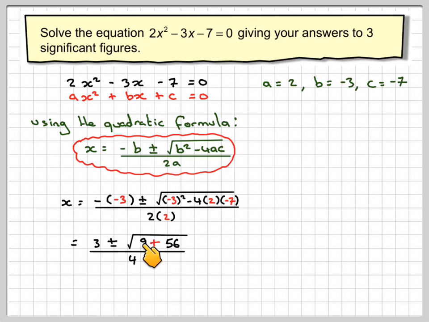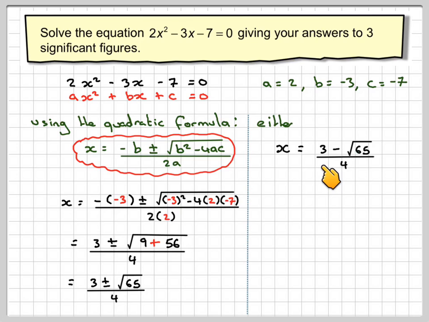And then one last step is to add these together. So we've got 3 plus or minus the square root of 9 plus 56, which is 65, all over 4. Right, so either x is going to be 3 minus the square root of 65, over 4.